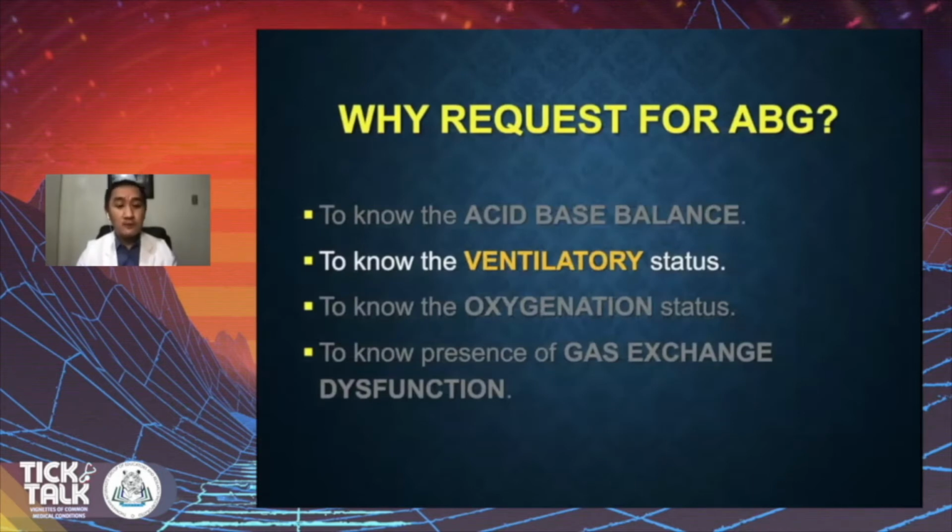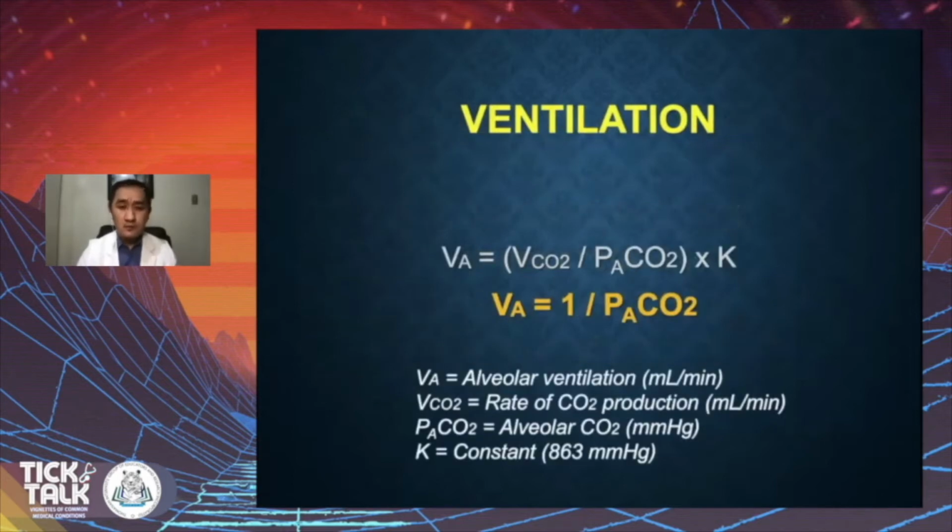So let's talk now about the ventilatory status of the patient using the arterial blood gas. When we talk about ventilation, we use this formula. The alveolar ventilation is equivalent to the rate of CO2 production over the alveolar CO2 concentration multiplied by the atmospheric pressure, which is 863 millimeter mercury. So in short, alveolar ventilation is inversely proportional to your arterial CO2.